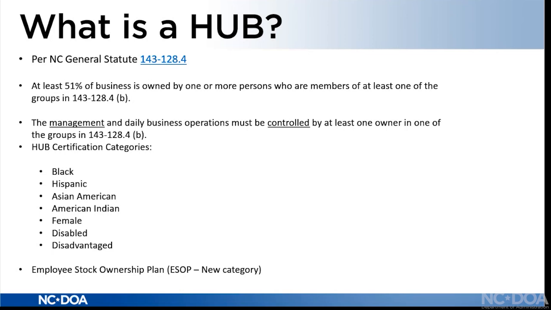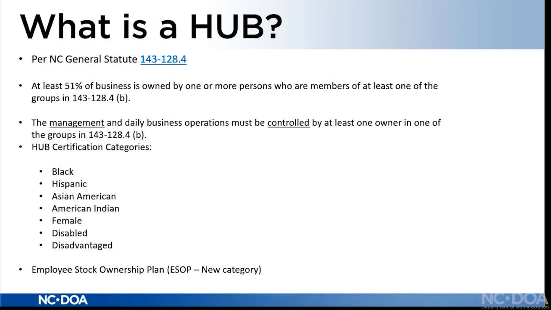So when it comes to looking at things, we tend to look at those top four categories first: Black, Hispanic, Asian American, American Indian. If the ownership falls into that area, that will be the category they have, and we stop there. If none of the owners fall into those categories, then we look at the other categories with female as the next one in line.